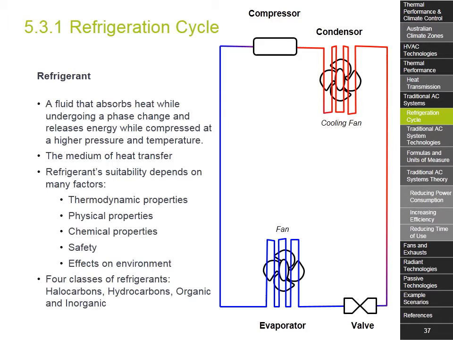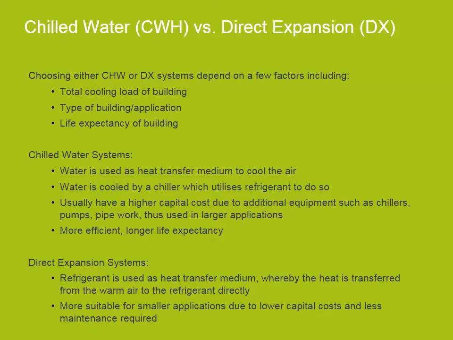A refrigerant's suitability depends on many factors, which include its thermodynamic properties, physical and chemical properties, its safety, and the effects on the environment. There are four classes of refrigerants. These are halocarbons, hydrocarbons, organic, and inorganic. Choosing the correct medium depends on a few factors, such as total cooling load of the building, the type of building and application, and the building life expectancy.